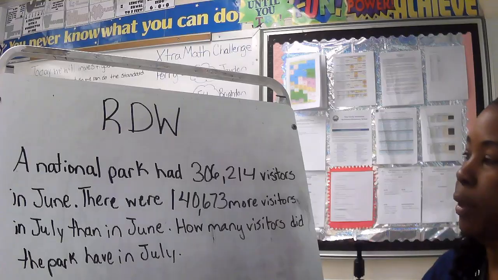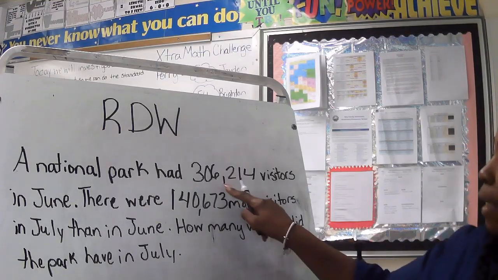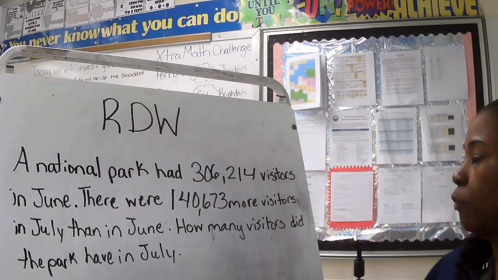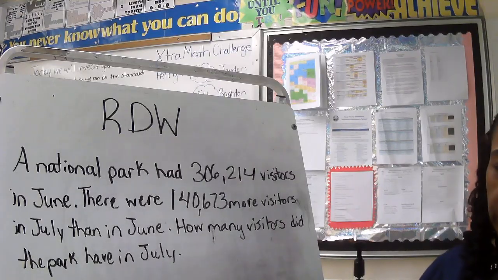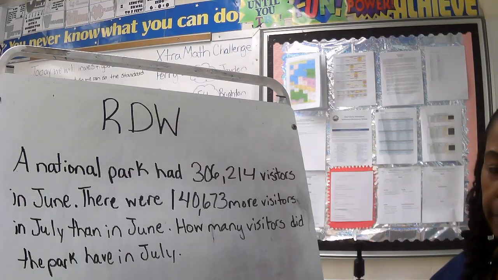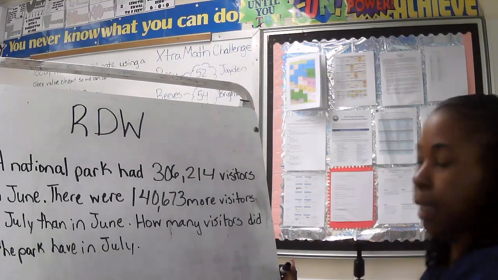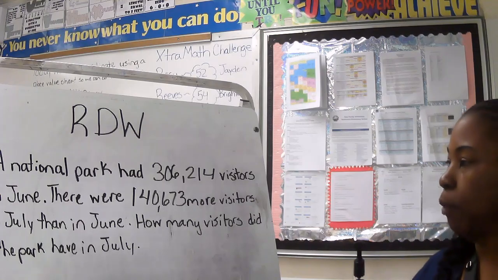So let's get started. A national park had 306,214 visitors in June. There were 140,673 more visitors in July than in June. How many visitors did the park have in July? Okay, so I just read it. Now I want to label it, draw my tape diagram on what it gave me.